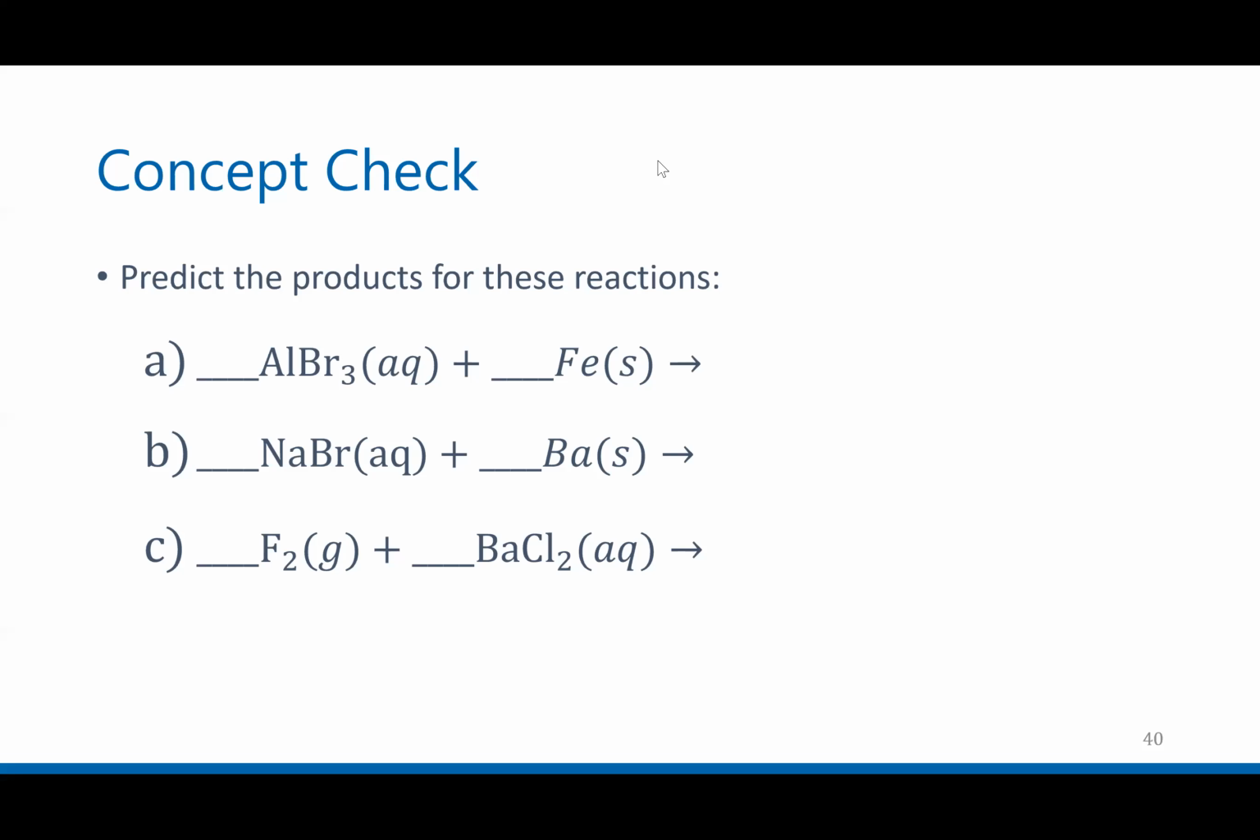Okay, answers. How do we do these? Now, some of you put the answers in there. I had some private messages, some public messages, a mixture of good and bad. So let's look. Let's start with A. In question A, we have aluminum bromide mixed with iron.